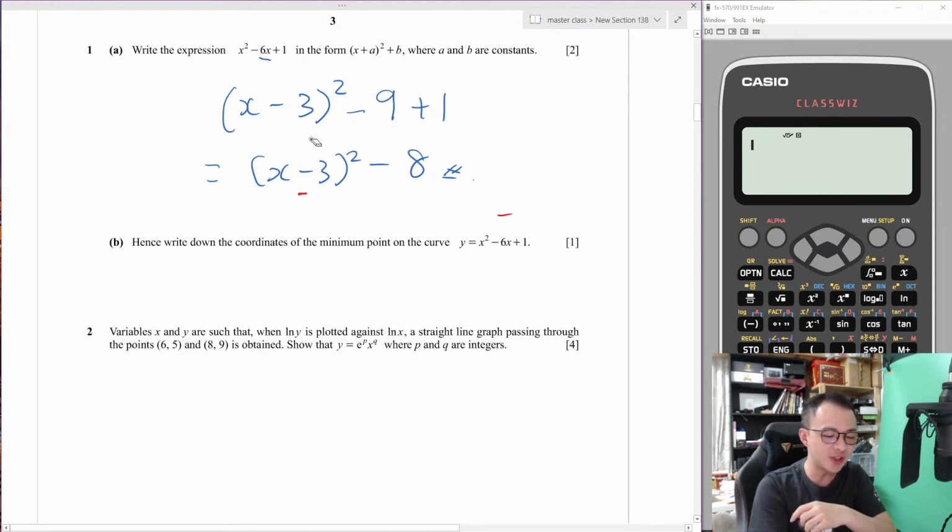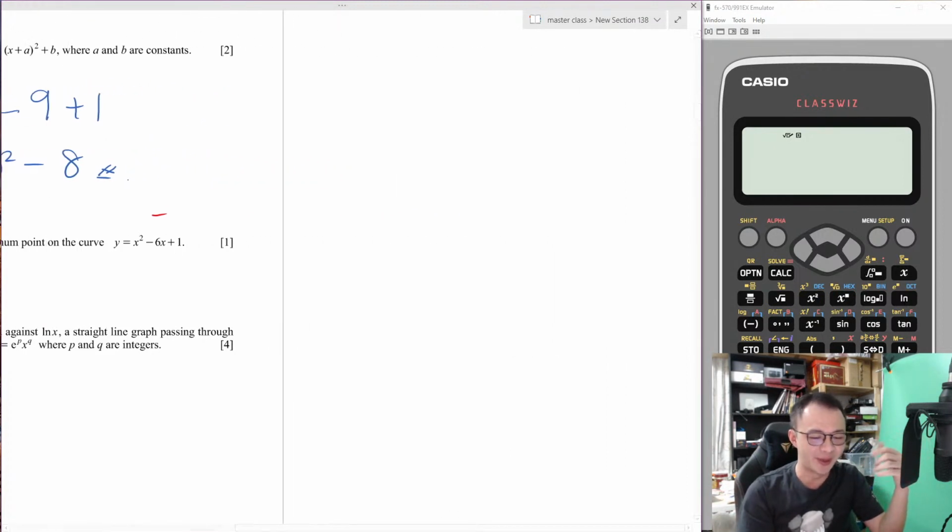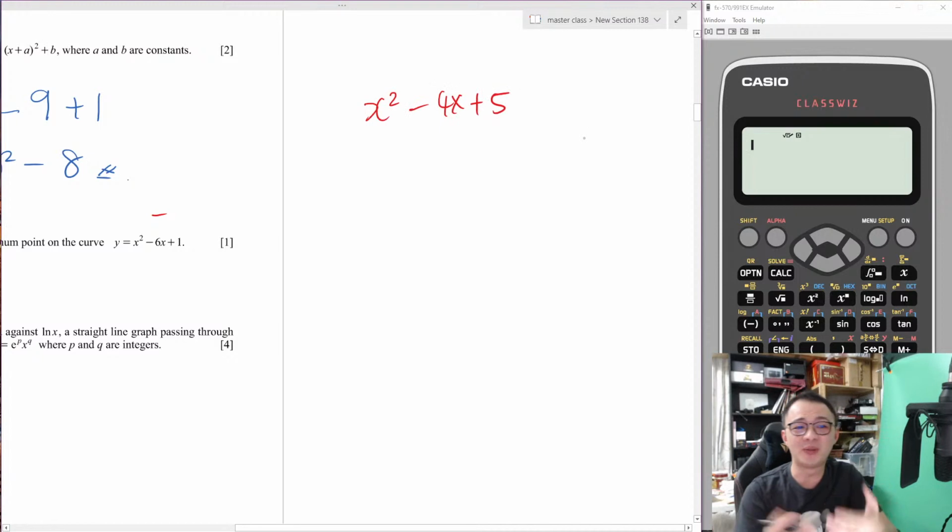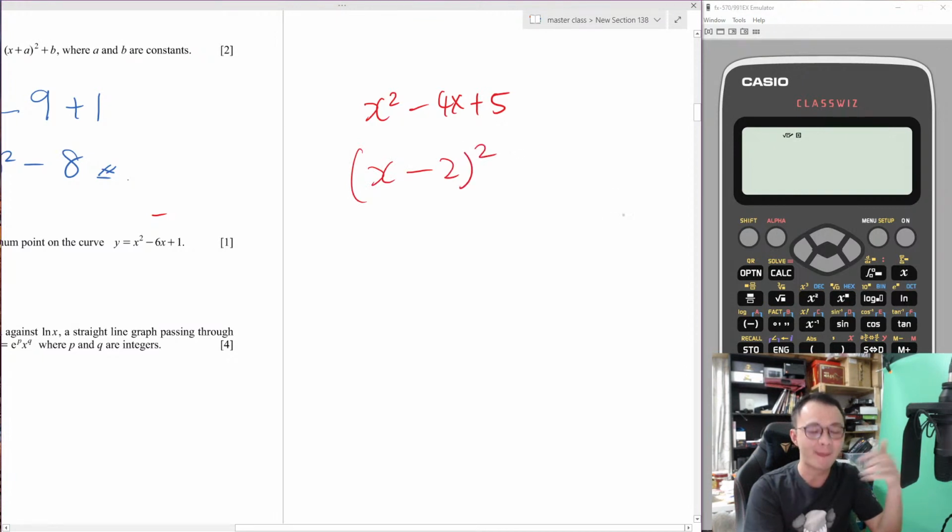I can use this short form whenever I find out my A is 1. Some students might not get the idea, so I'll give you some practice. If x squared minus 4x plus 5, completing the square is very easy. This is minus 4, becomes minus 2 squared, and then minus this number squared, 4, plus 5. Then I got the answer, x minus 2 squared plus 1.